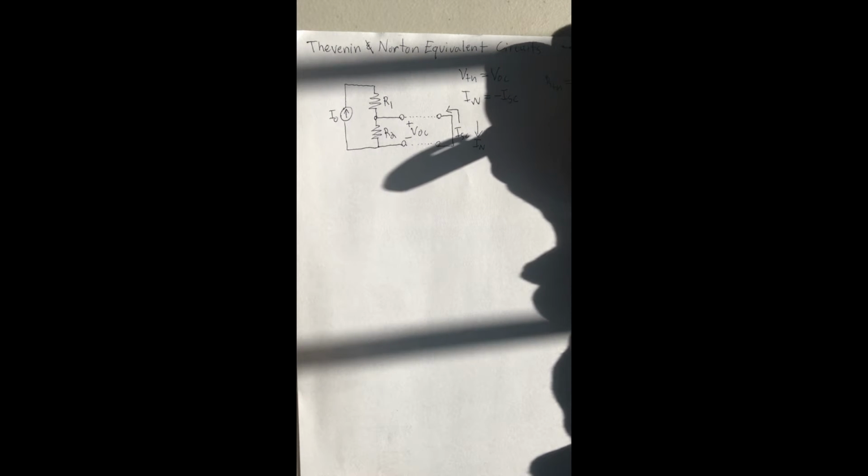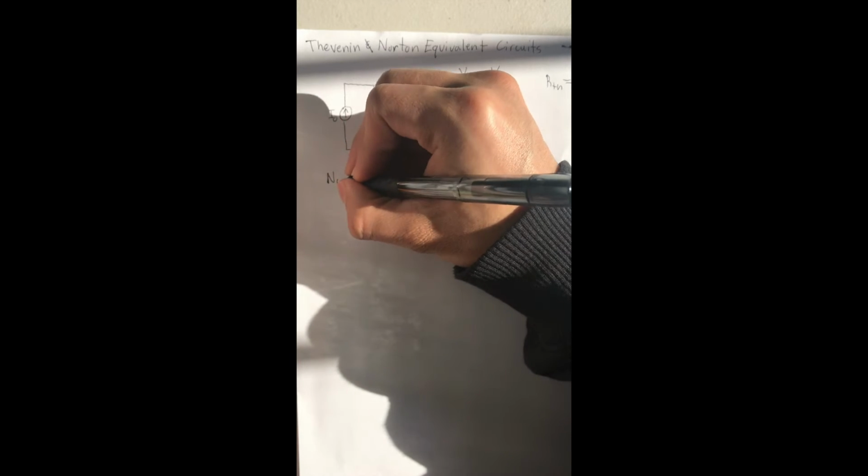To find our Thevenin or our Norton resistance, we simply take the ratio of the open circuit voltage over the negative of the short circuit current going in, or just I Norton. The simplest way that I found to solve this problem is by using nodal analysis.